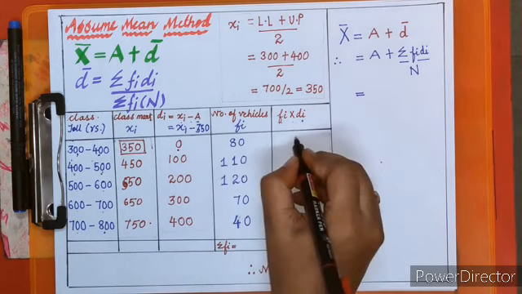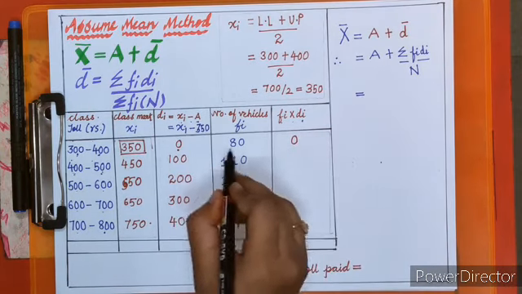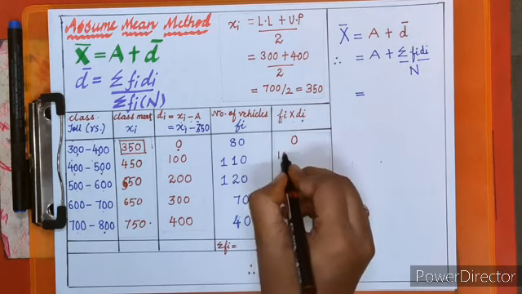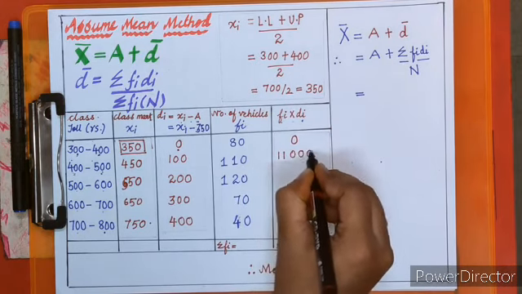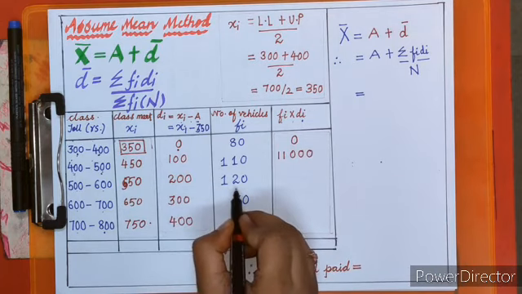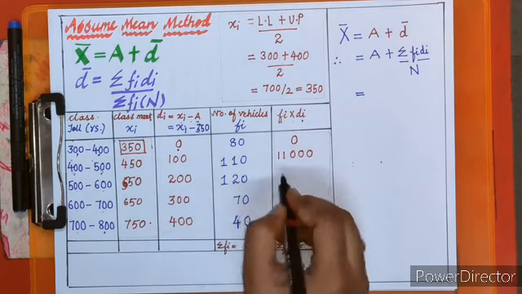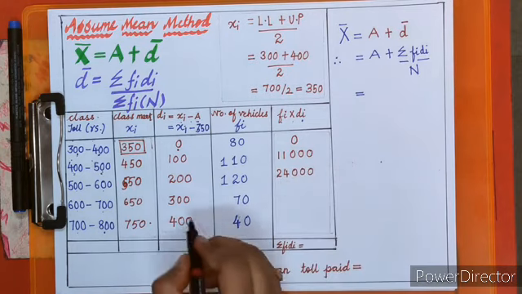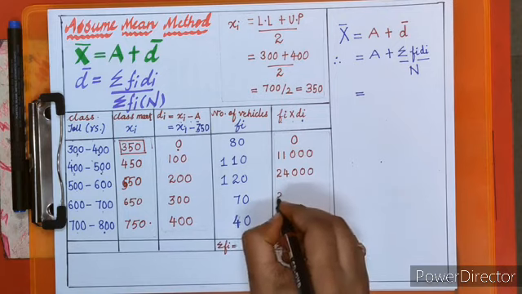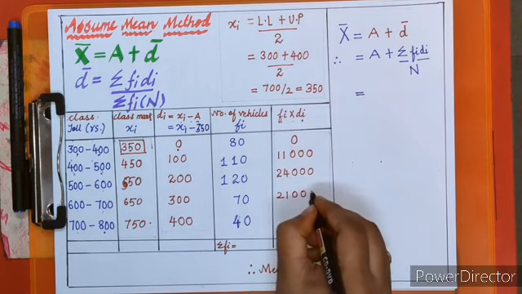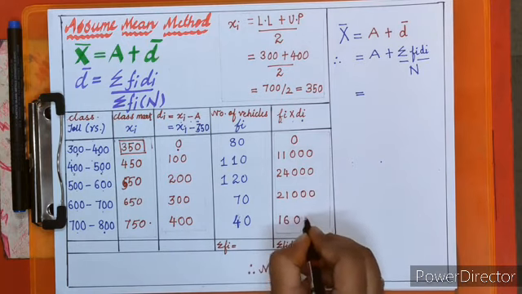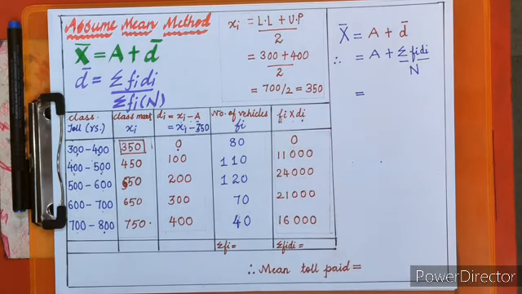0 multiplied by any number gives you 0. So 0 multiplied by 80 is 0. 100 multiplied by 110 is 11,000. 200 multiplied by 120: 12 multiplied by 2 is 24 and 3 zeros, that is 24,000. 3 multiplied by 7 is 21 and 3 zeros, that is 21,000. 4 fours are 16 and 3 zeros is 16,000. So your table for the assumed method is ready.